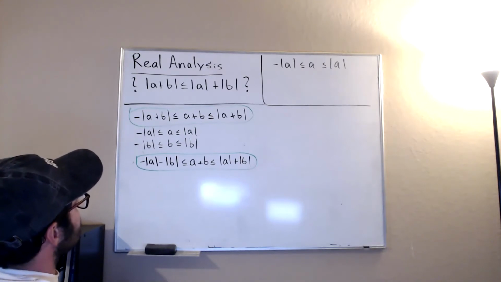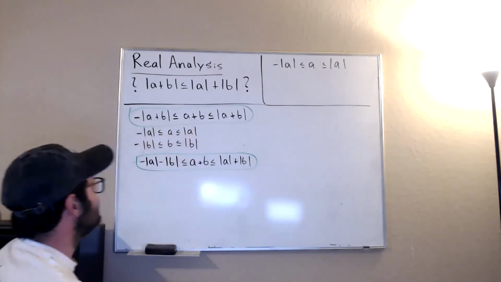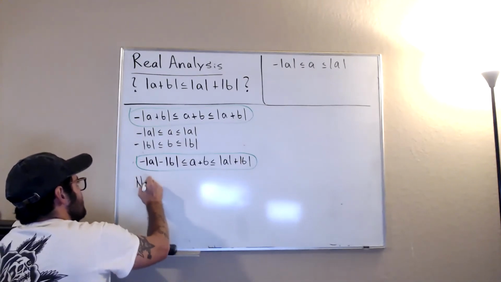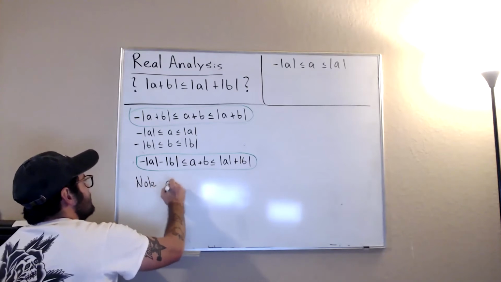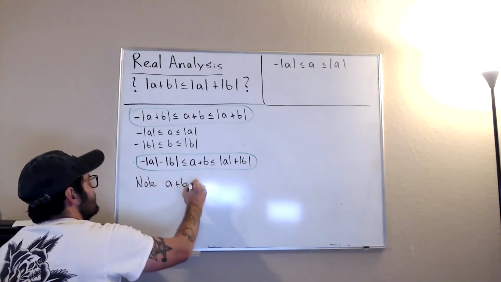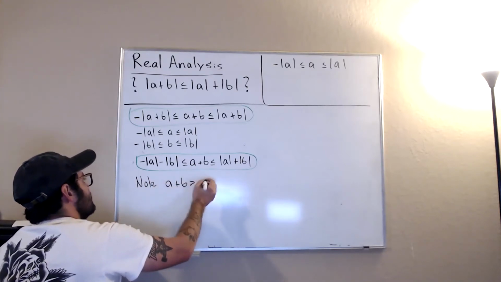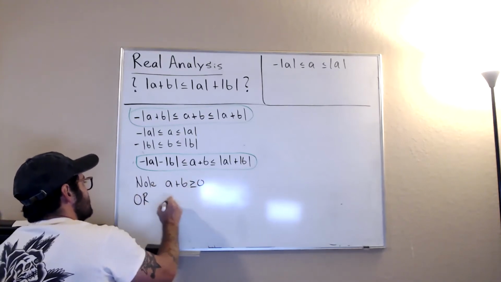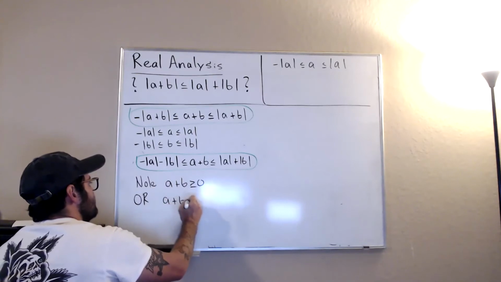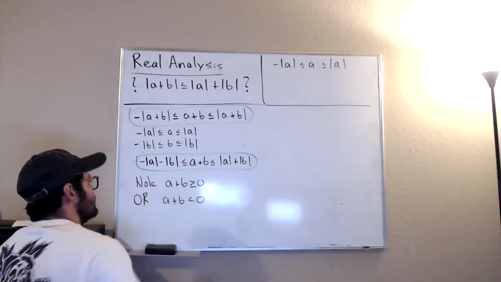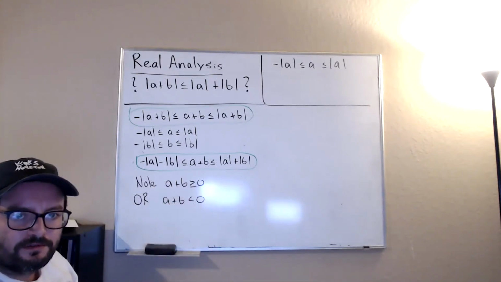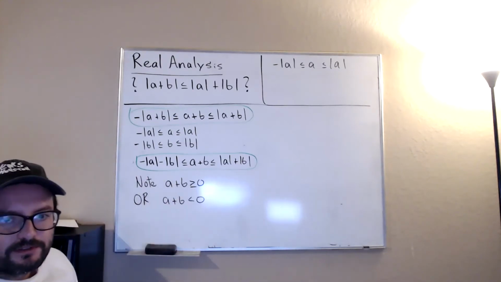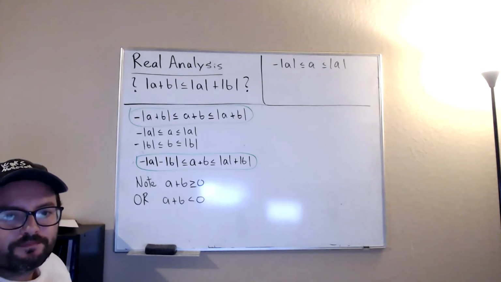What are the two cases for a plus b? So note, a plus b is either greater than or equal to 0, or a plus b is less than 0. One of these two things is true. Exactly one of them, right?